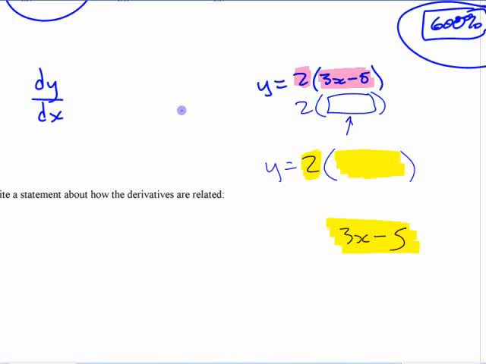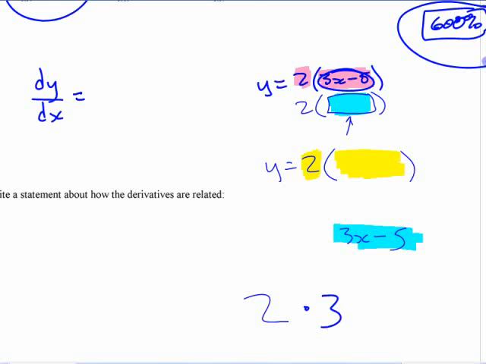You just pretend that this whole inside function is the variable. You don't think about what is actually inside there, but you just think 2 times something. The derivative of that is 2. And then after that you look at the inside function and you ignore the outside function. And you realize that the inside function is 3 times x minus 5, so its derivative is 3. It isn't multiplying the derivative of the whole thing. You got to ignore the inside function first.